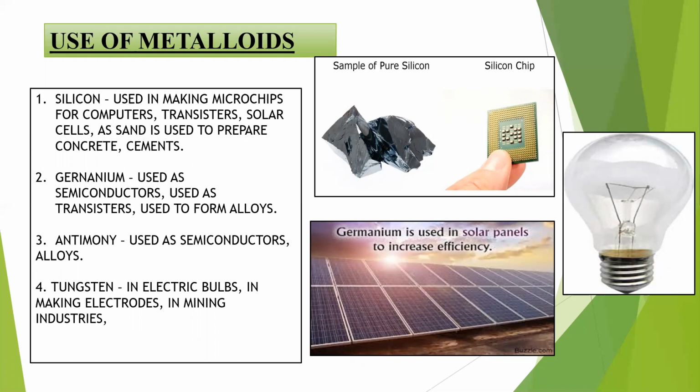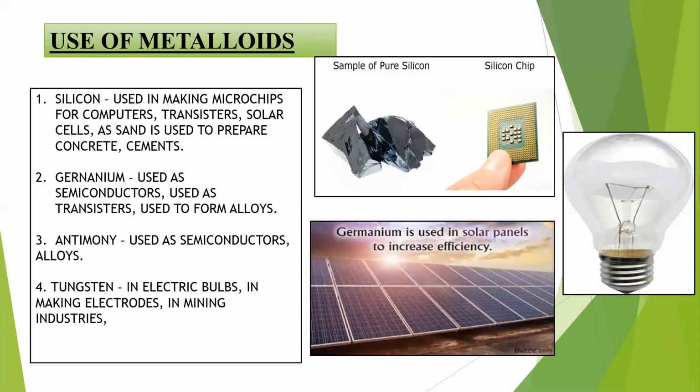Next is antimony. It is a lustrous gray metalloid. Antimony is used in industry to make semiconductors. It is alloyed with lead to improve its hardness and strength, and is used in batteries. It is also used in printing presses and so on.